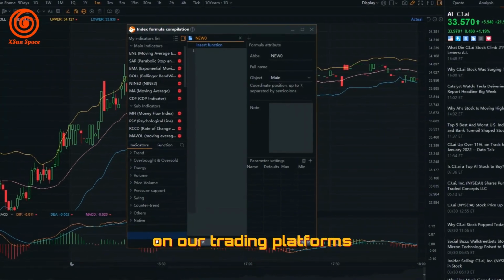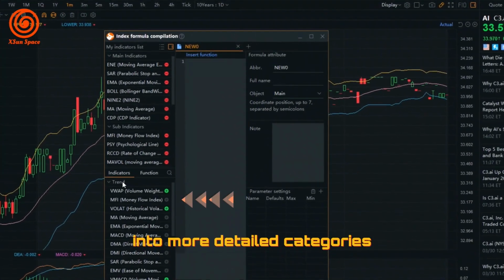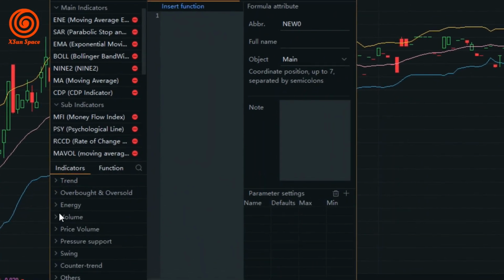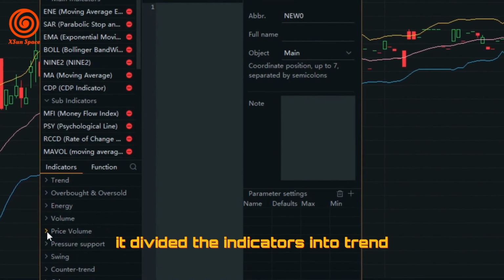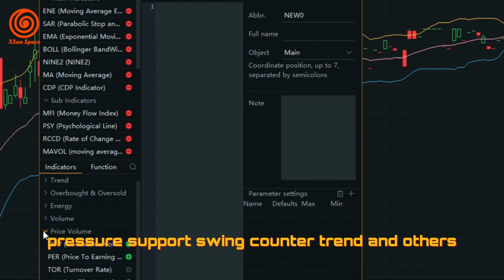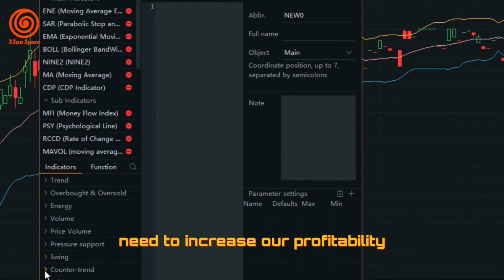On our trading platforms, the indicators may be divided into more detailed categories to provide us with deeper insights into how to help us. For example, on the Moomoo platform, it divided the indicators into trend, overbought and oversold, energy, volume, price volume, pressure support, swing, counter trend, and others. It may be easier for us to choose the indicators that we need to increase our profitability.